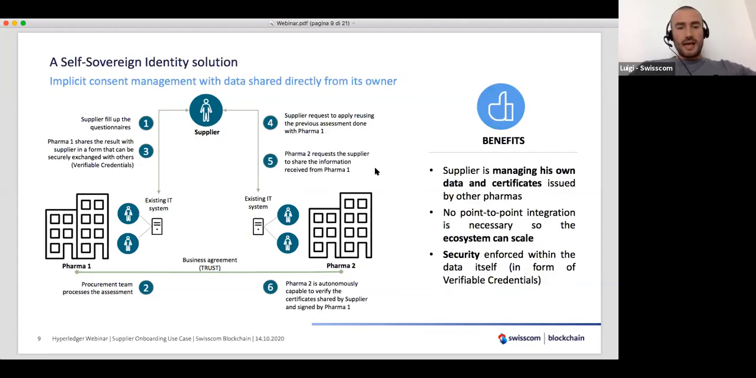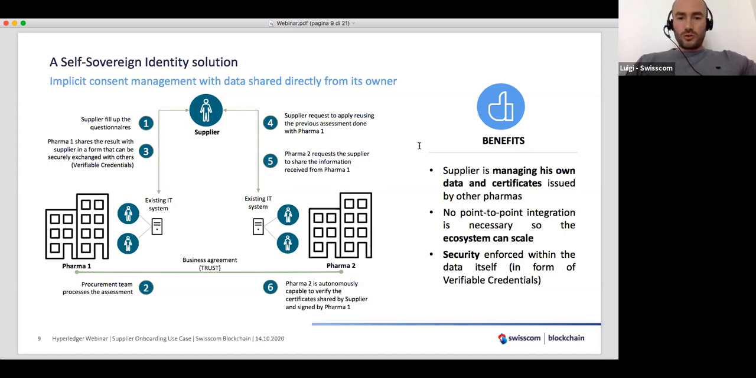So with SSI, how the solution can look is represented in this chart. Let's go through it again step by step. First of all, step number one, similar to the previous one, the supplier needs to fill up the questionnaire to be onboarded by Pharma One. Step number two, the pharma needs to run the due diligence, so they need to run the assessment. And now, finally, the first step which is completely different from before is step number three.